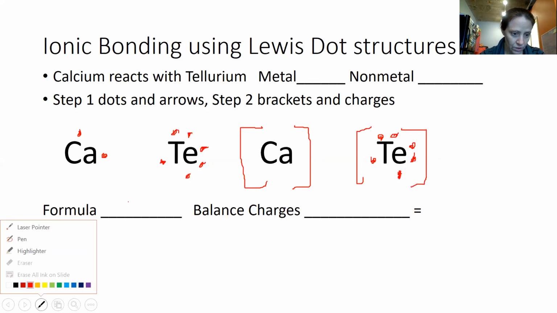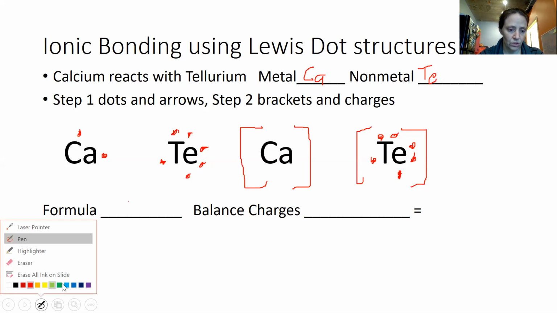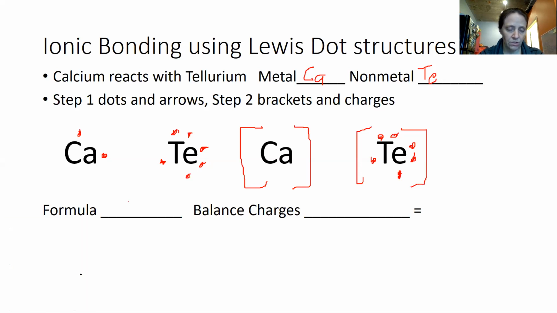So we're going to go ahead and label that. Okay, so calcium is our metal. Our non-metal is going to be tellurium, Te. It is on the right side of our periodic table. All right, and now we are going to show the bonding between calcium and tellurium.